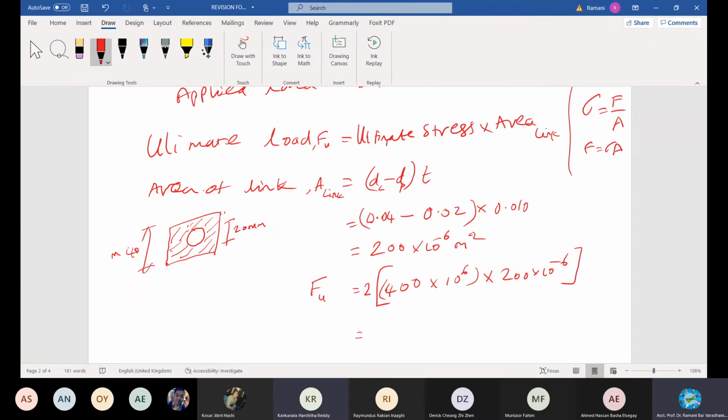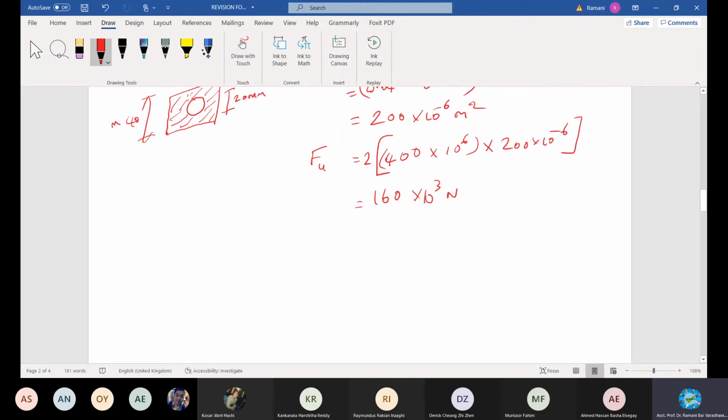Who is this girl? Nice voice. Who is this? Harshita. Long time back. Okay. How much is the value? 160 into 10 to the power 3. Very good. Because I always hear male voice. All should be active in the class.